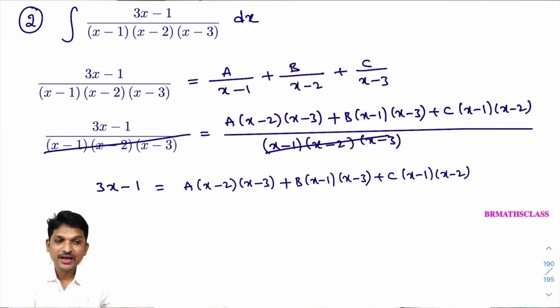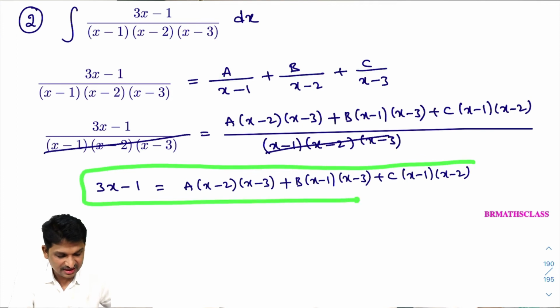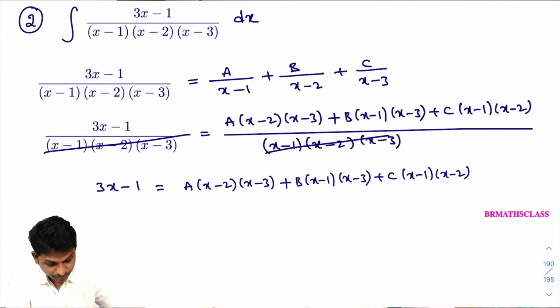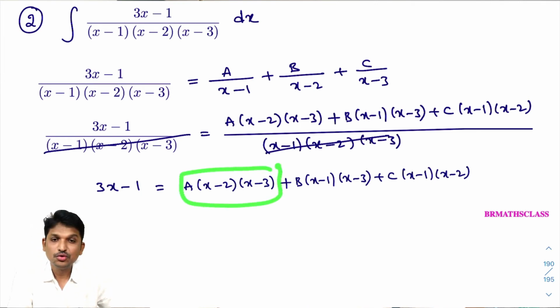Okay, we got it. Now I want to find the a value, b value, c value. That is my main target now. To find a value, b value, c value, two methods are there. One is comparing the coefficients. Another one is an easy trick. Suppose you want the a value, you make the b value and c value 0. How? I'll tell you here. You want this a value.